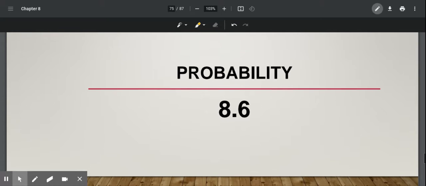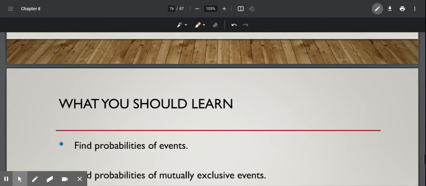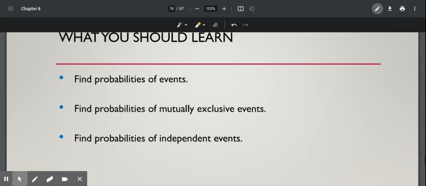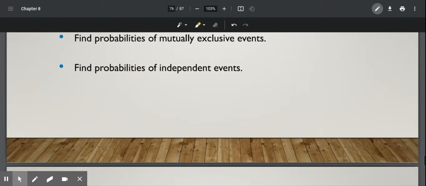In 8.6, we are going to talk about probability. We will find probabilities of events, find probabilities of mutually exclusive events, and then find probabilities of independent events.